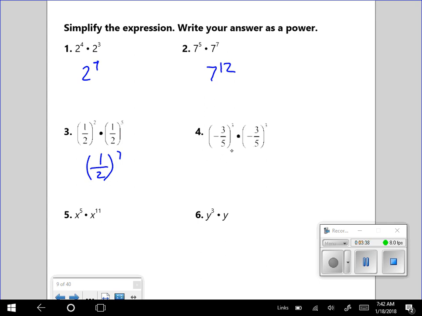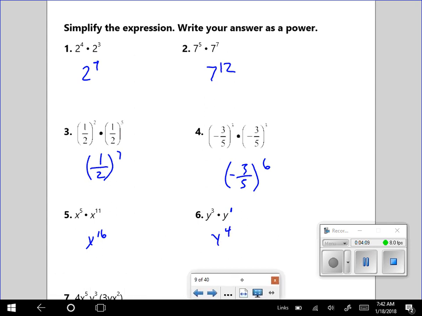You just have to make sure you have the same base, really. Negative 3/5 to the 3rd times negative 3/5 to the 3rd. It's going to be negative 3/5 to the 6th. Okay, 5, we have x to the 5th times x to the 11th. So we get x to the, add those together, 16th. Y to the 3rd times y. Remember, if it's just y, we have that pretend 1 as our exponent, so this would be y to the 4th. Let's see if we can see this one down here. We've got 4x to the 5th, y to the 3rd, times 3y x to the 2nd.